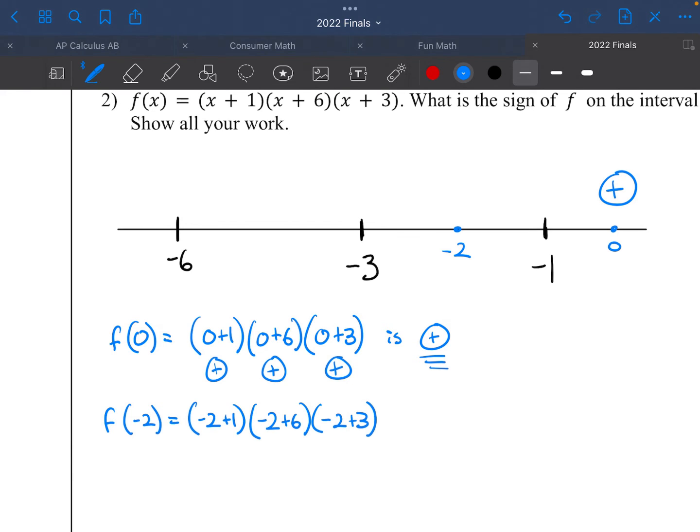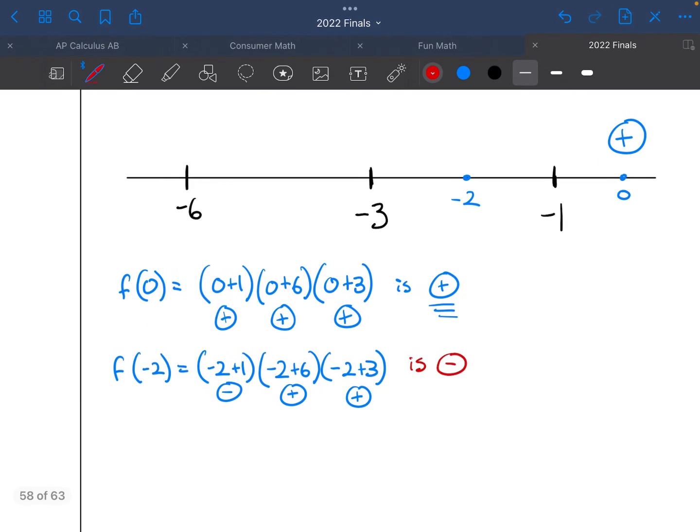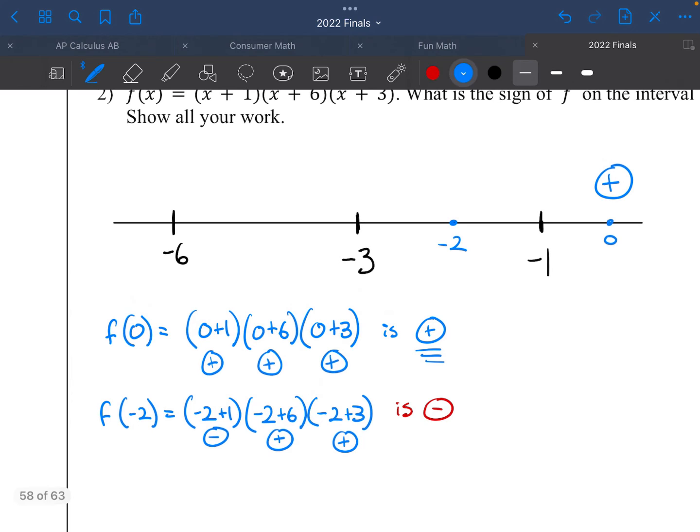All right, -2 plus 1 is negative. -2 plus 6 is positive. -2 plus 3 is positive. Let's do these one at a time. A negative times a positive, well, let me do this one first. A positive times a positive is a positive. This positive times this negative is a negative. So I'll say it is negative. So that means over here, I have a negative value.